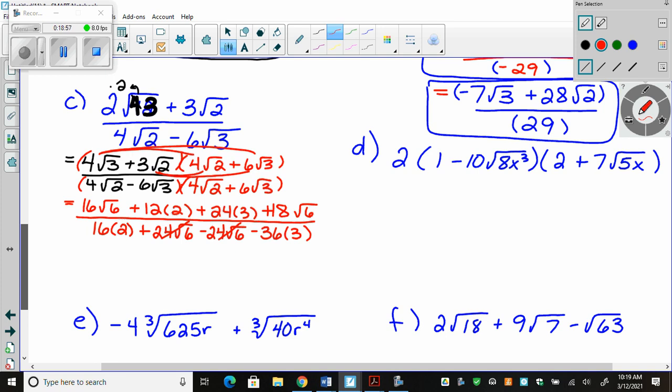All right. 16 and 18 is going to be 34 root 6. And then here we'd get 24. I would normally show this in separate steps, but I'd run out of room. And then 24 times 3 is 72, I believe. 24 plus 72 is 96. All over 16 times 2 is 32. And then 36 times 3 is 108. So 32 minus 108?